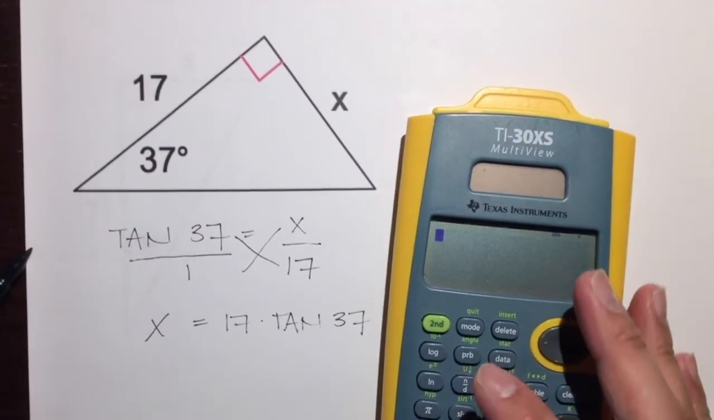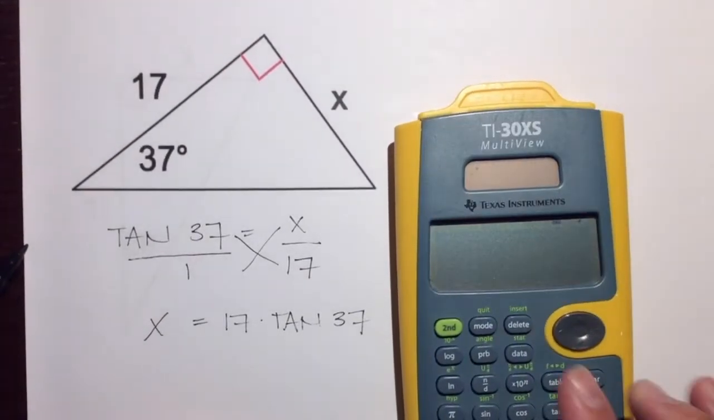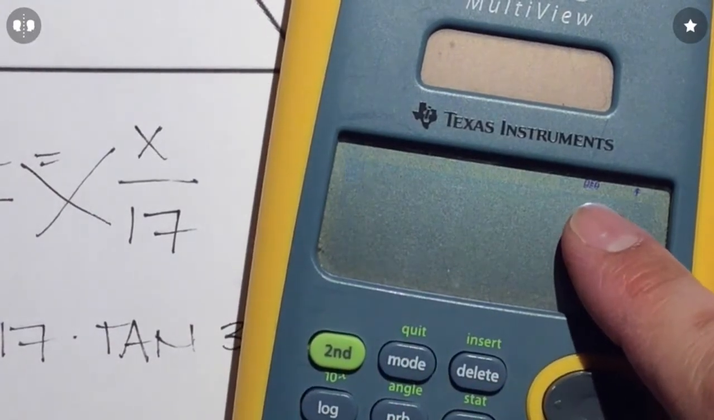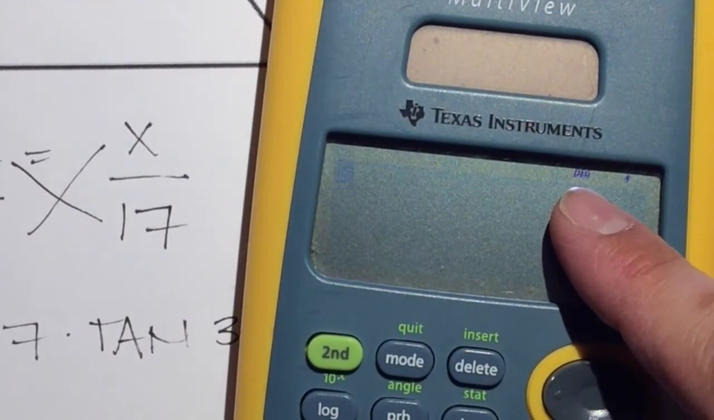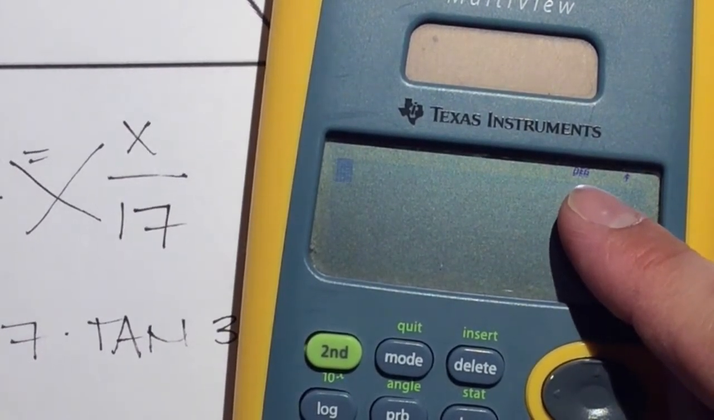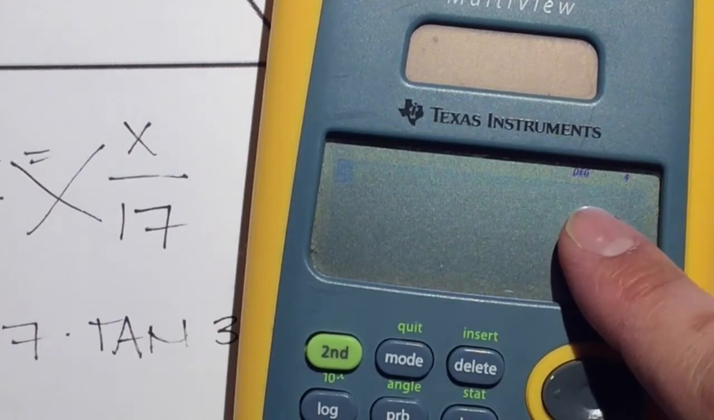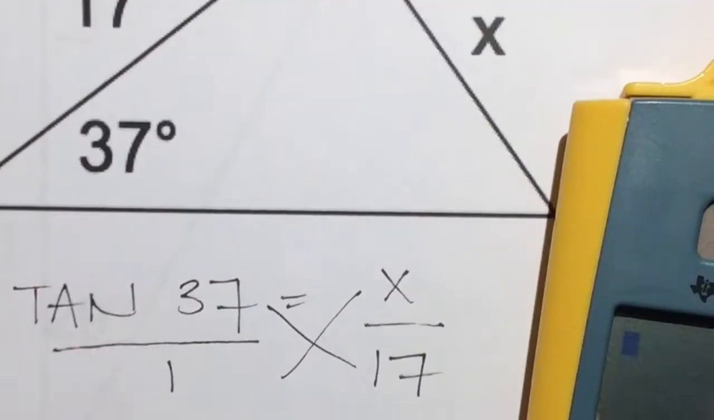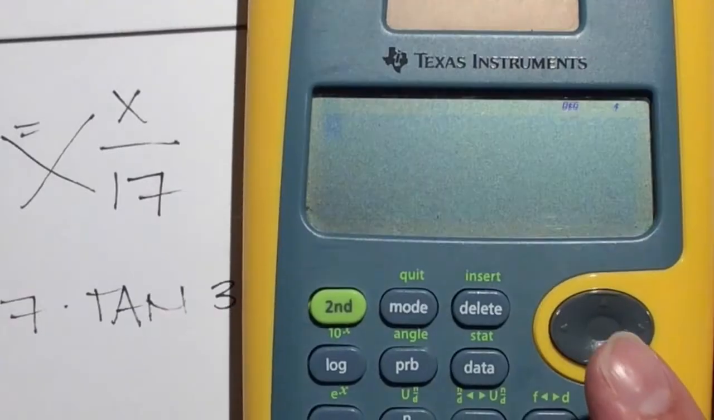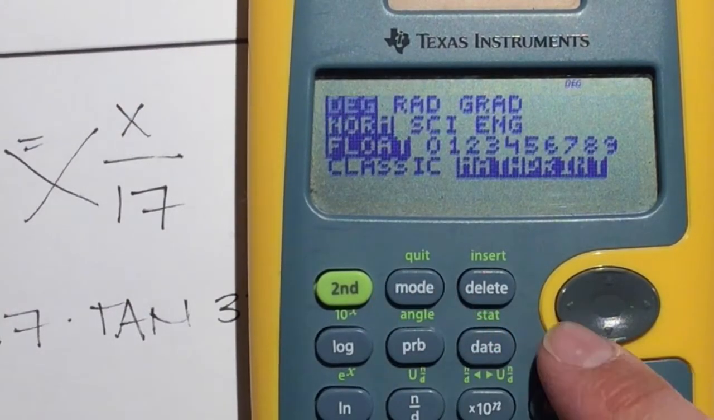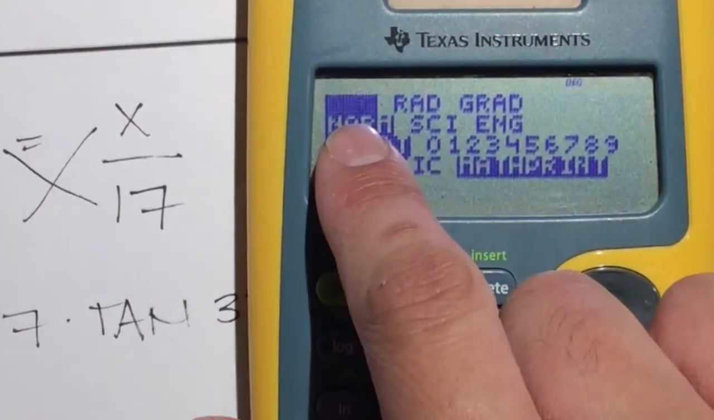First thing is, this is super important. You see that? Let's zoom in. You see those three letters right there? It says deg, which means degrees. That means our calculator is set to degrees. And look, the angle that they give us is in degrees. It says 37 degrees. So make sure your calculator is set to degrees. If you have one of these fancy calculators, you go to mode. You just press mode, and then make sure, see, it says deg.